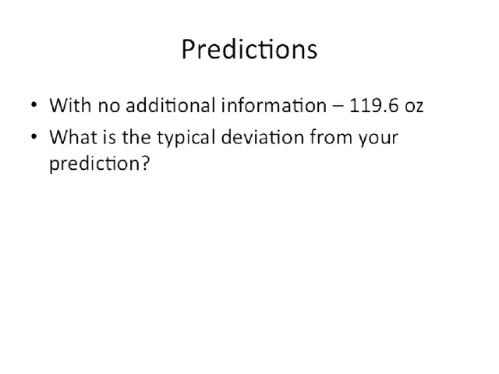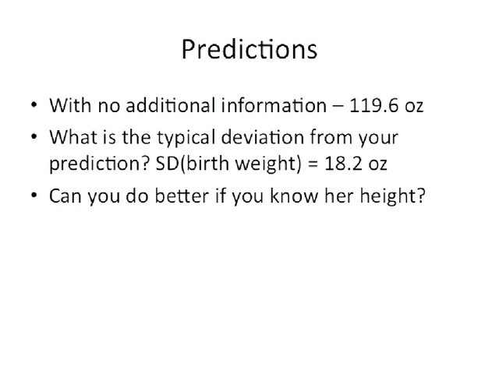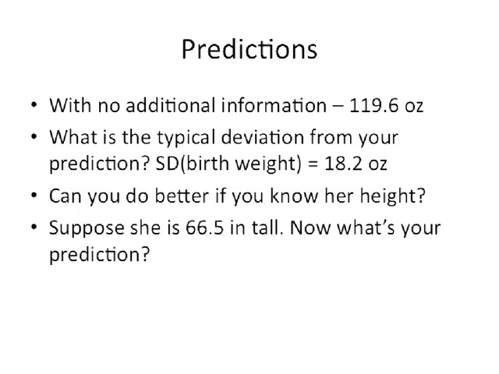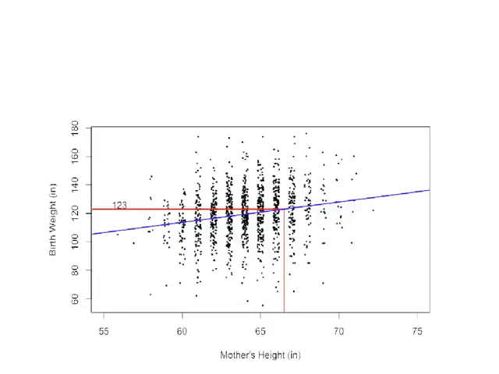So let's go on. One way to see if we're more accurate is also to look at the typical deviation, which we just talked about, and that was the SD of the birth weight. So I'm going to move on to what we were already speaking about: could you do better if you know her height? Suppose you know she's 66.5 inches tall. Now what's your prediction? So how would you come up with a prediction? Same thing as what we did for heights of mothers and fathers. Now we have what on the y-axis? Birth weight. What do you think about that correlation?